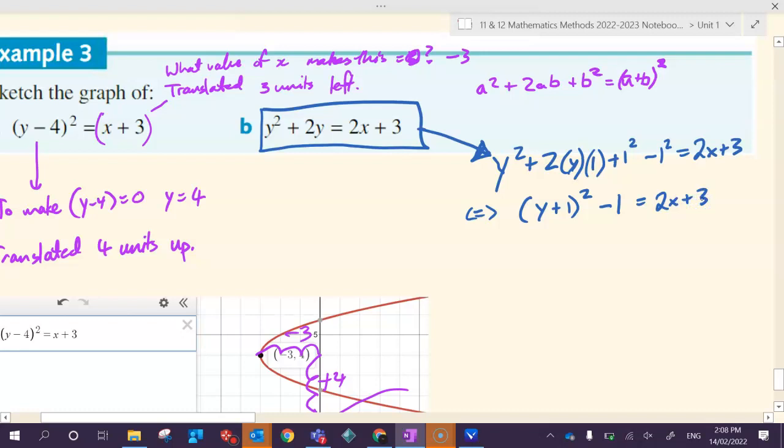I want to finish that off, don't I? I can add 1 to each side. y plus 1 all squared equals 2x. I've added 1 to that other side, so it's plus 4. And the last thing I want to do is factorize that right-hand side. I just want it to be x plus a number inside that bracket.